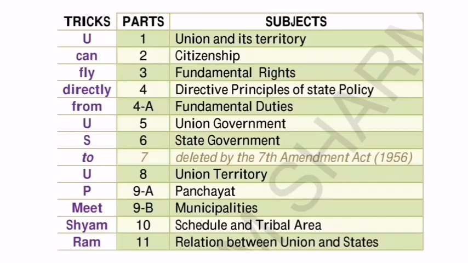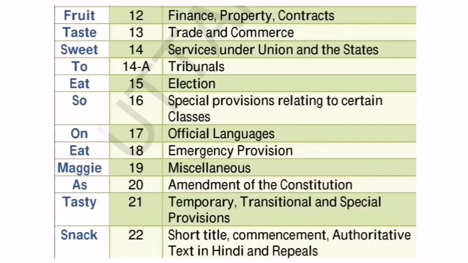Similarly, from other parts, we can make words such as directly, from, US, to, UP, meet, Sham and Ram. And with these words, we can make a sentence: you can fly directly from US to UP to meet Sham and Ram. With this sentence, you can easily remember the first 11 parts of the Constitution. We are going to use the same trick to memorize the other 11 parts of the Constitution.